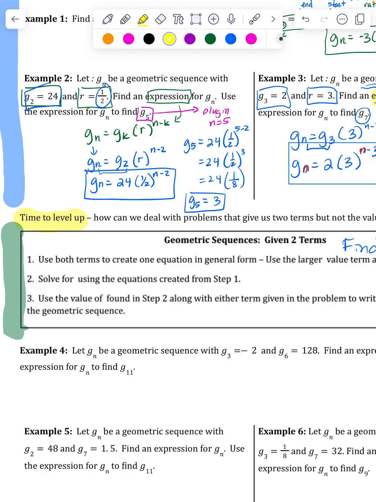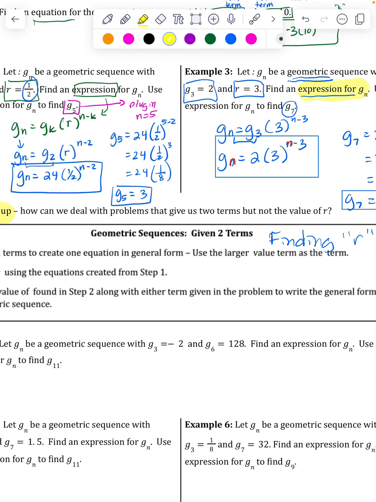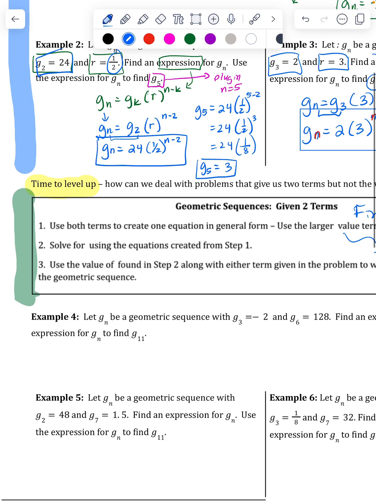The words here are kind of confusing, but we'll go through the problems together to figure it out. So it's telling you to use both terms, the ones that you know, to create one equation in general form. It says use the larger value as the G sub n term. So basically it says use the larger value as like your ending. So that's going to be your G sub n. Okay, solve.